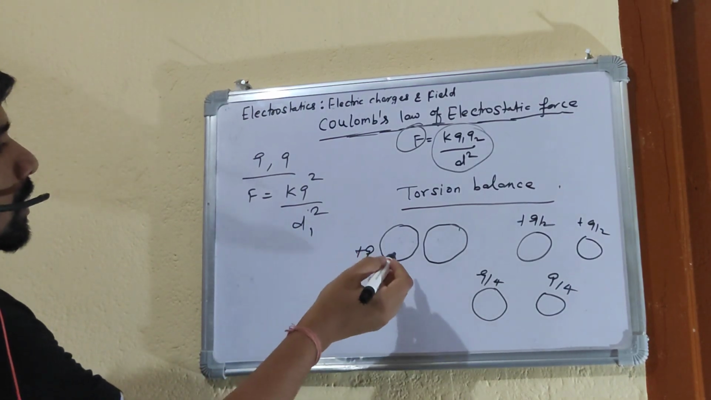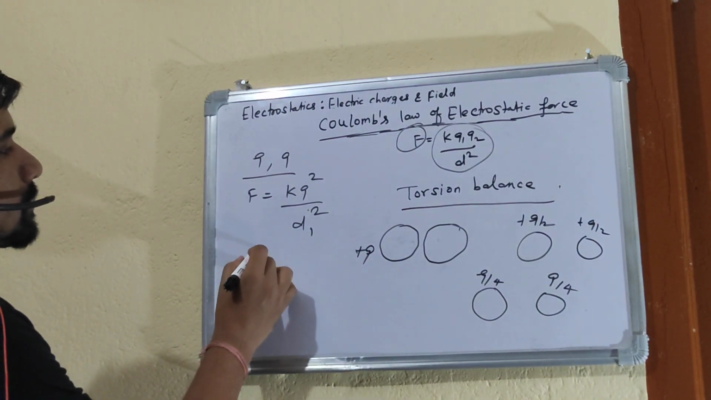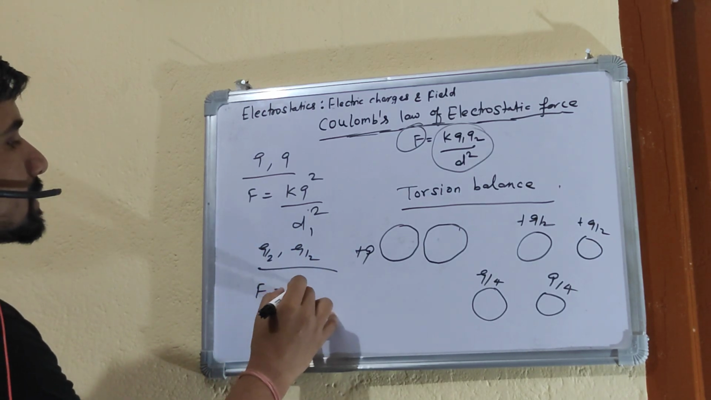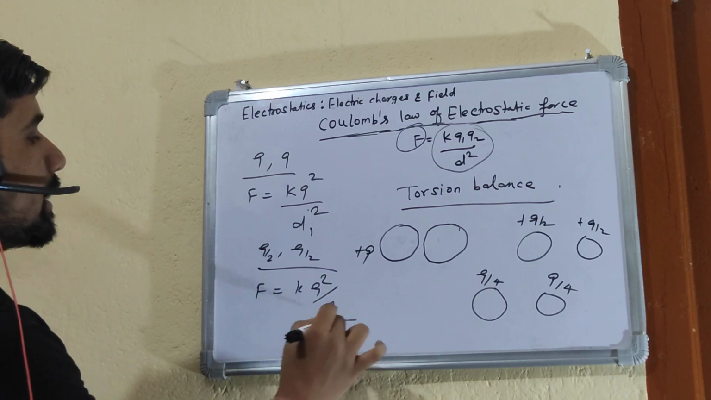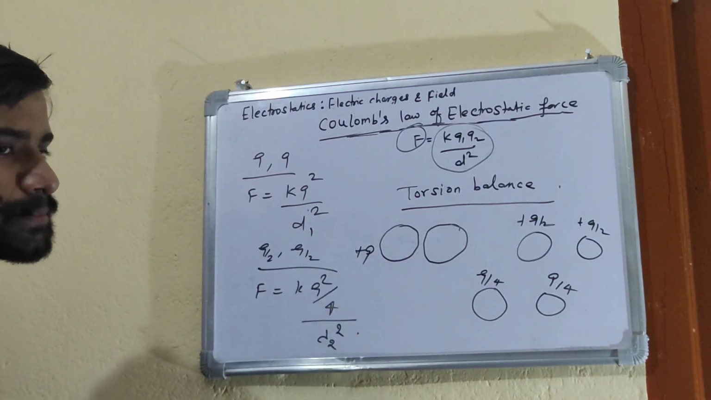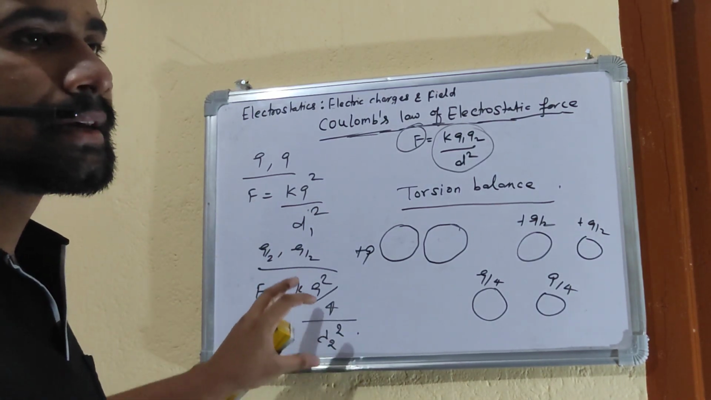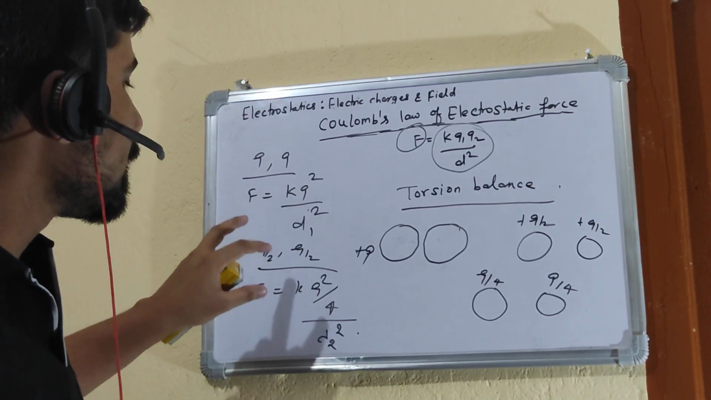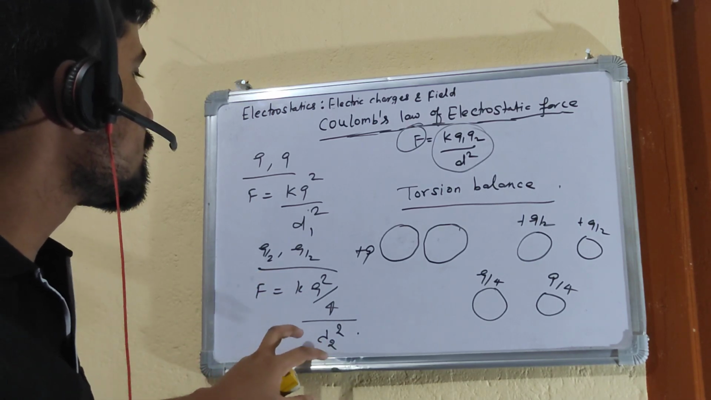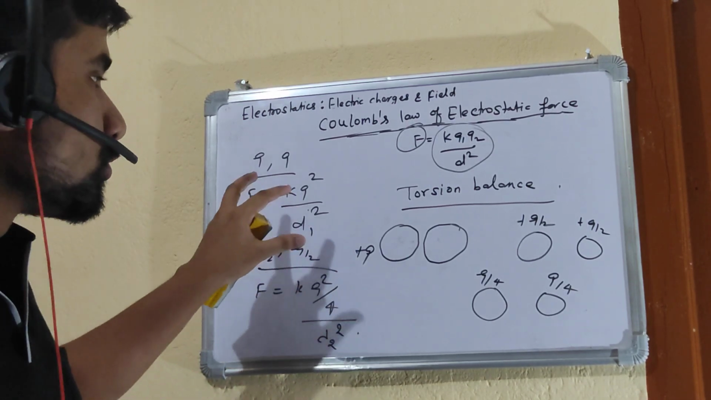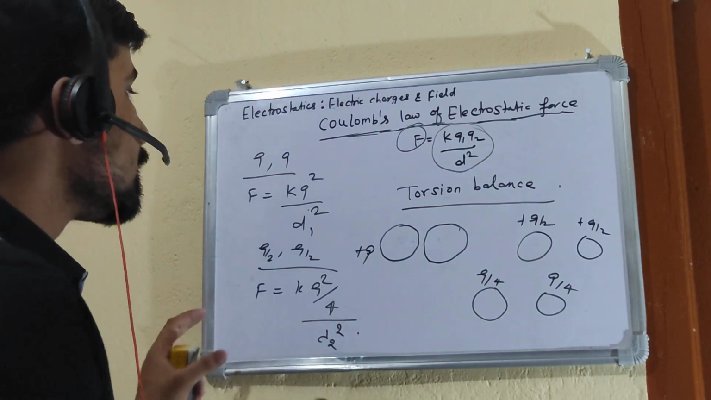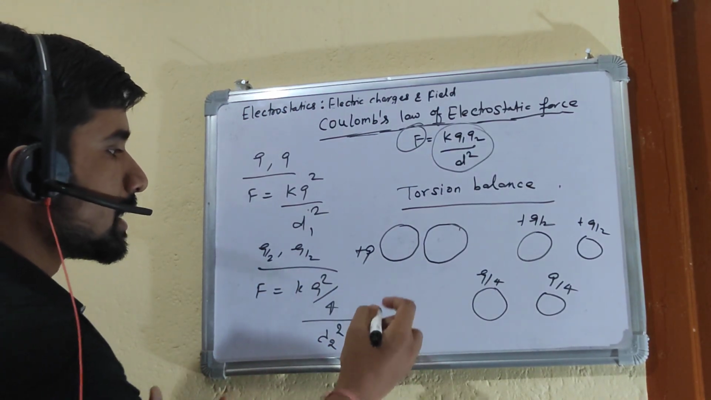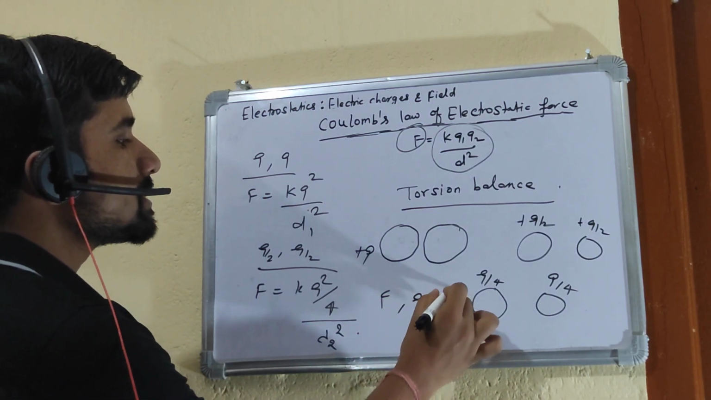Now let's say the charges are q by 2 and q by 2. Again I know the force, so I can say that it is q square by 4 by d2 square, right? Now I am able to relate how F depends on k, how F depends on the distance, and how F depends on q. So now we know the expression, but at that time the mystery was to connect these variables: F is a variable, q is a variable, d is a variable.